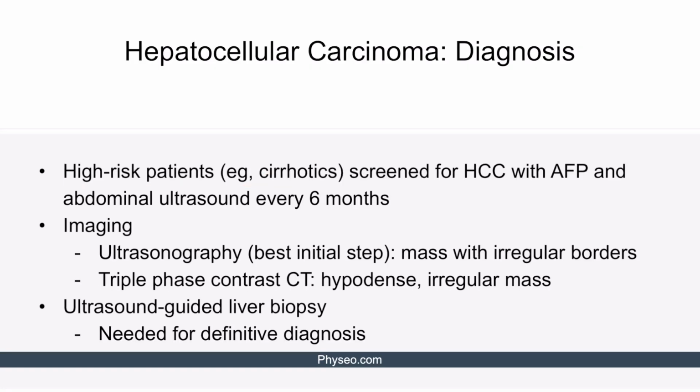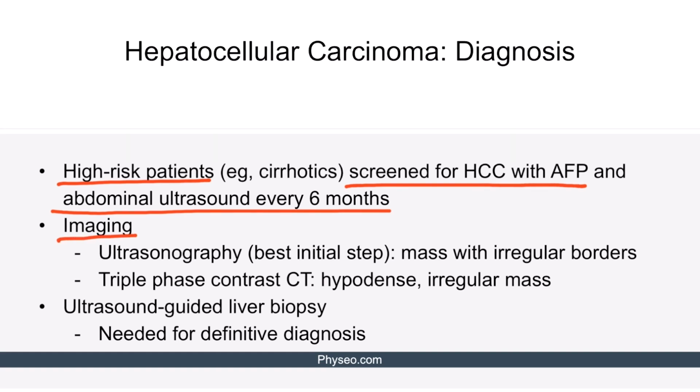Let's move on to the diagnosis. First, high-risk patients, particularly those with cirrhosis, should be screened for hepatocellular carcinoma with serum alpha-fetoprotein and abdominal ultrasound every 6 months. Serum AFP is useful to evaluate for hepatocellular carcinoma only when it's elevated. This is because normal alpha-fetoprotein levels do not exclude the hepatocellular carcinoma. Among the imaging modalities, ultrasonography is the best initial step. Right upper quadrant ultrasound in a patient with hepatocellular carcinoma typically shows a mass with irregular borders.